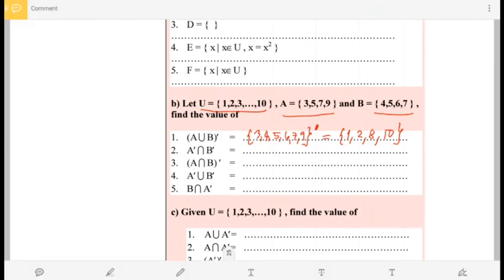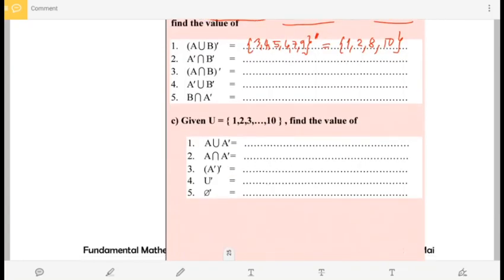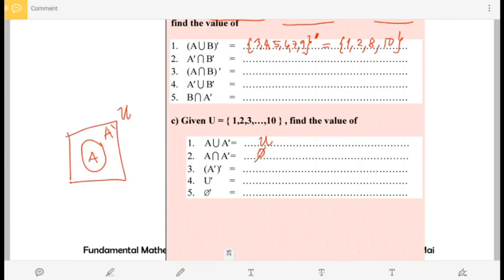Okay, for letter C, this is fun. A union with not A is simply, okay, if I represent it using the universal set, this one is the universal set, right? If A is the circle and not A is outside the circle, you combine these two, and the answer is simply the universal set. Combine your A, the circle, and the not part of the circle. That's the universal set. Now, A intersect with not A. Do they have anything in common between these two? There's none. Therefore, the answer must be the empty set. You do the rest of the questions. You'll be okay with that one.